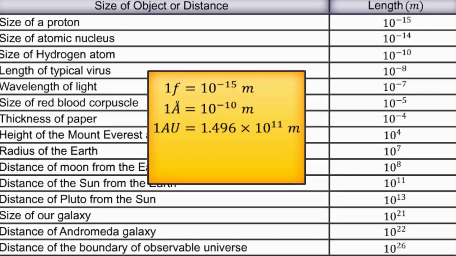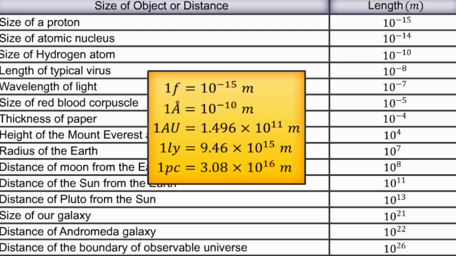Light year, denoted by small letter ly, which is equal to 9.46 into 10 to the power 15 meter. A light year is the distance that light travels with velocity of 3 into 10 to the power 8 meter per second in 1 year. Parsec, denoted by small letters pc, which is equal to 3.08 into 10 to the power 16 meter.